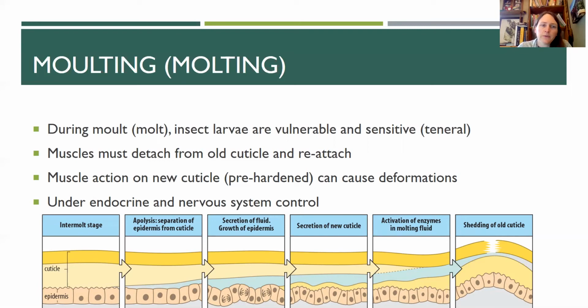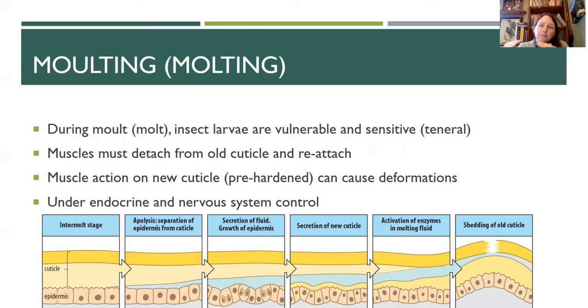So molting is under both endocrine and nervous system control. And this little diagram just shows you what happens. Normally you have an epidermis and a cuticle. Then during apolysis, you have the separation of the epidermis from the cuticle. And then you have the secretion of fluids and the growth of the epidermis. So you have mitosis happening, cell division in the epidermis, which is the organism growing a new body. And then you have secretion of a new cuticle layer on top of that epidermis.